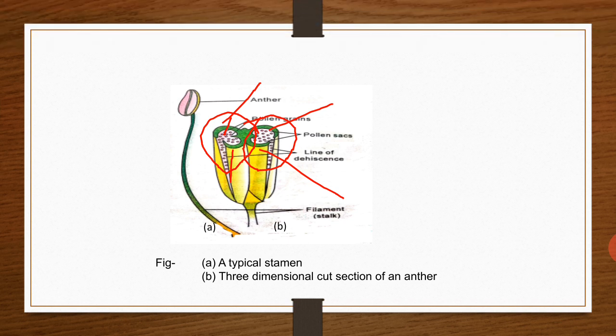However, in some plants such as China rose and lady's finger, the anther has only a single anther lobe and two microsporangia instead of four. Therefore, such anthers are called monothecous anthers or one-celled anthers.